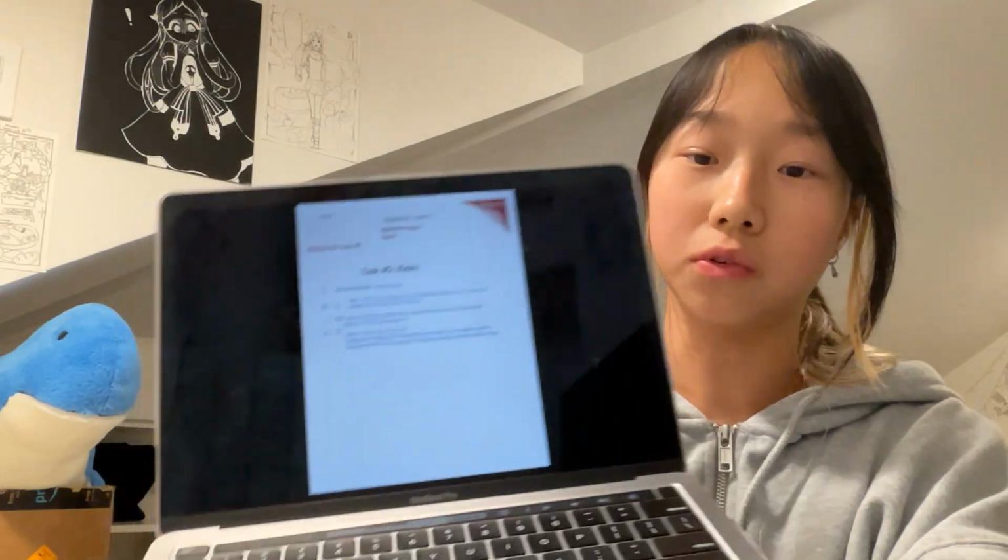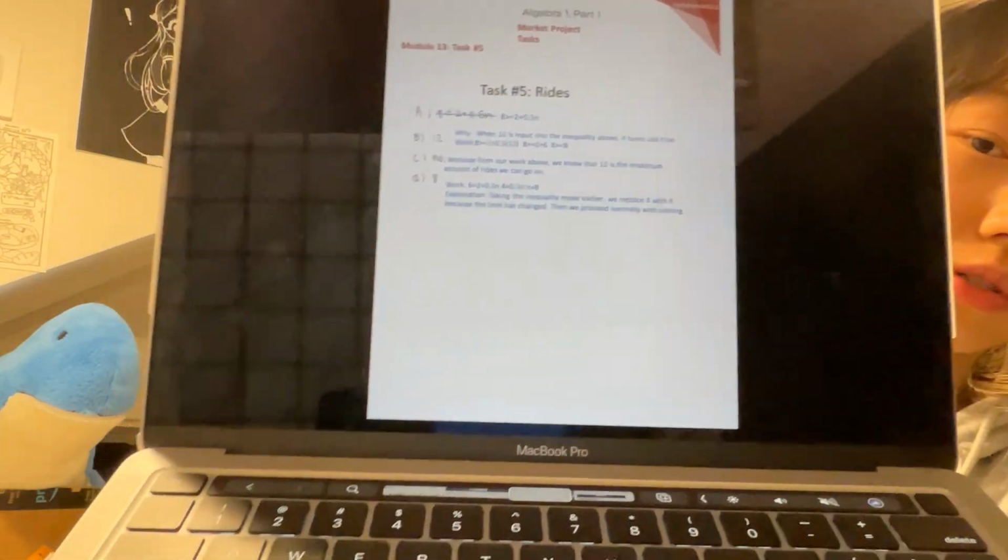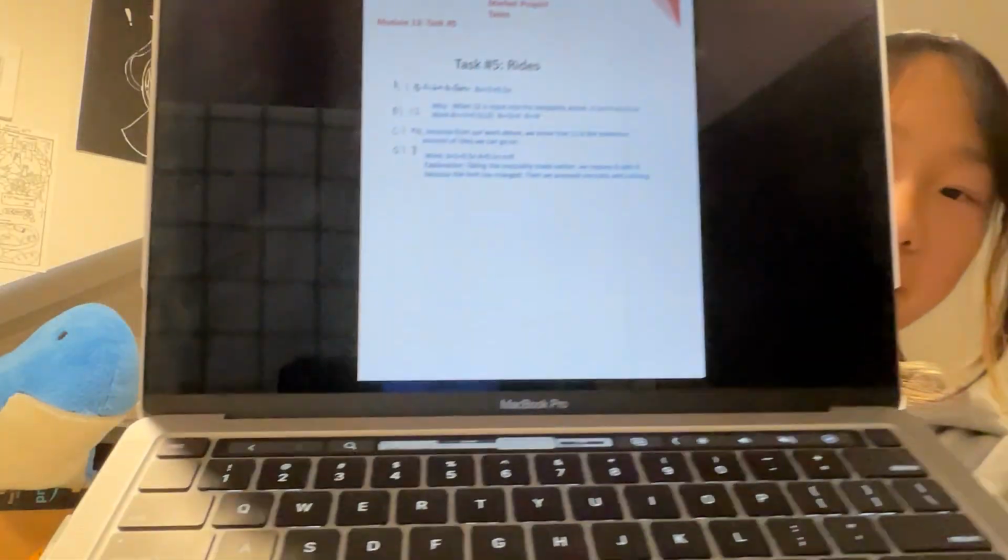For task 5, this was assigned to a group member, and for the first question, they messed up the inequality sign, so I fixed that. And for A, basically, it turns out to 8 is greater than or equal to 2 plus 0.5n. For B, they found the answer, 12, and I explained why. So when 12 is input into the inequality above, it turns out true. And my work is that 8, or you can just see my work here.